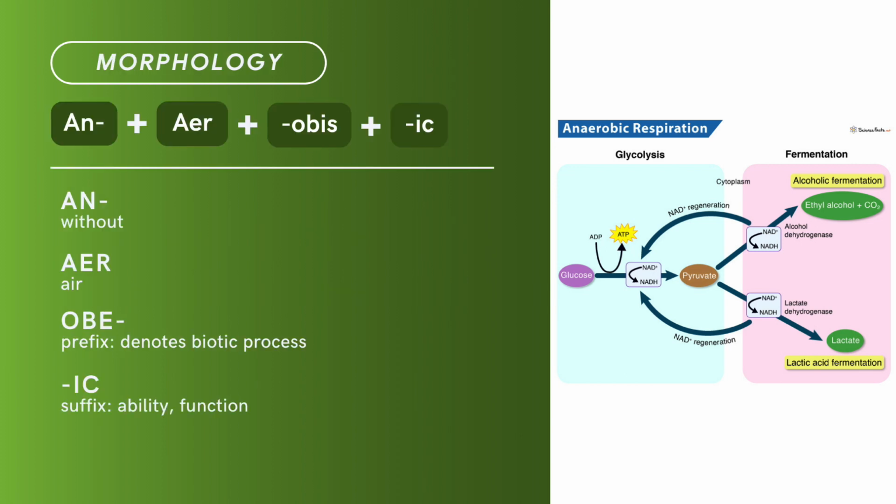Term morphology, anaerobic is a compound of an plus aero plus bio plus ic. An means without, aero means air, bio is a prefix denoting biotic process, and ic is a suffix denoting ability or function. There you have it, compound terms, anaerobe, anaerobic threshold, and anaerobic.